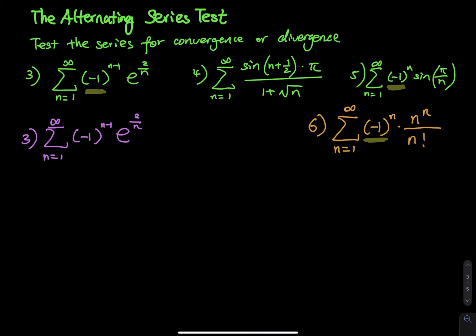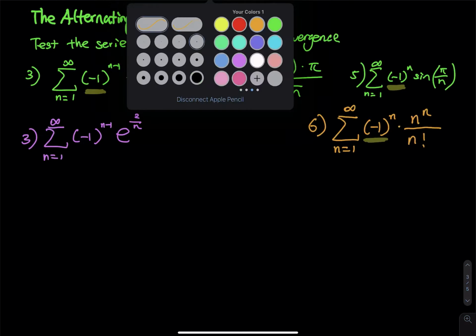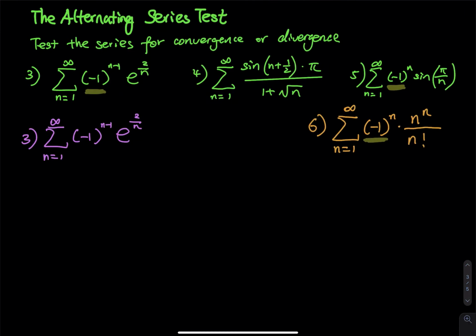For alternating series, I would like to use the alternating series test to decide whether the series converges or diverges. All right, so starting with the first one. How do you know this is an alternating series? Do you see that there is a -1 raised to some power? That is a clear sign of an alternating series.